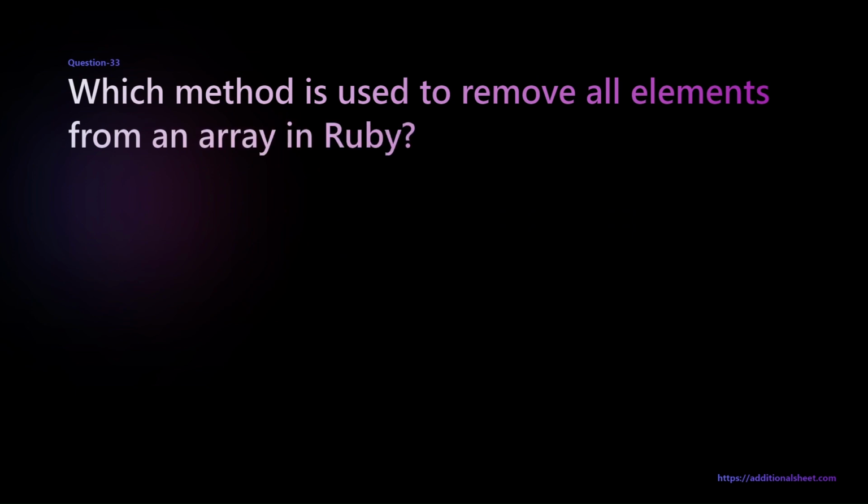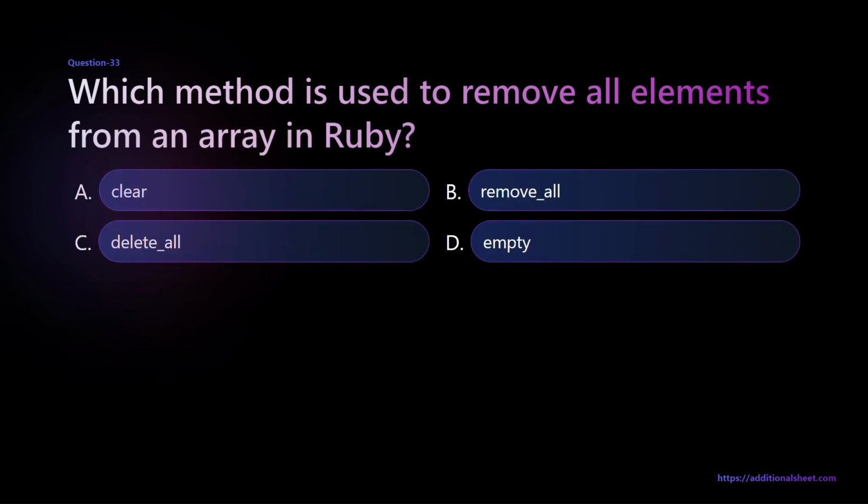Which method is used to remove all elements from an array in Ruby? Option A, clear. Option B, remove_all. Option C, delete_all. Option D, empty.